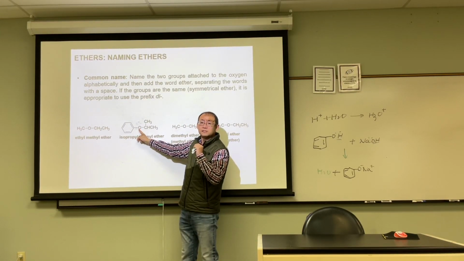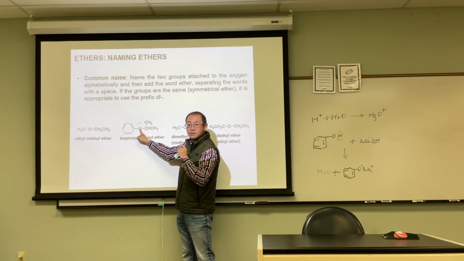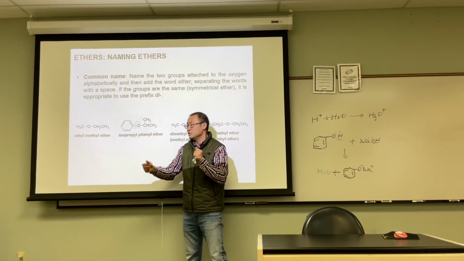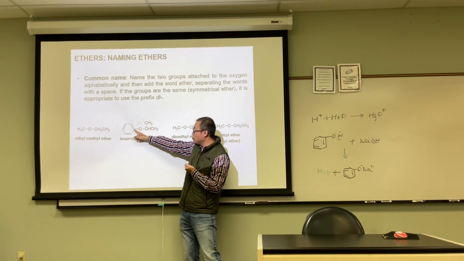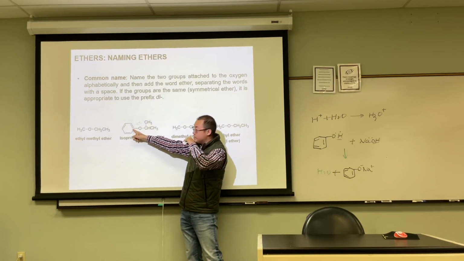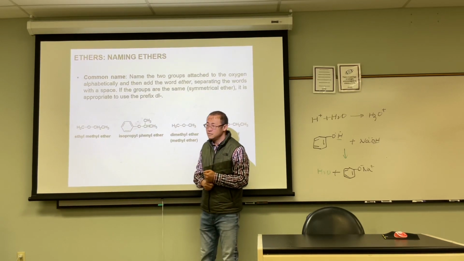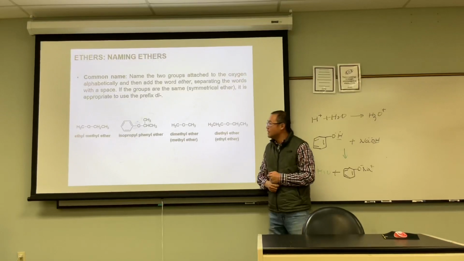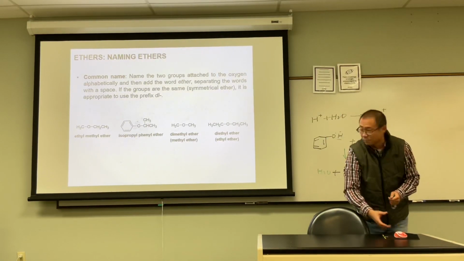Yes, C6H5, correct? This is C6H5, because there was a hydrogen here on the benzene, but if you want to make it a group, the H is gone. That's why the carbon can attach to the O. Nothing to do with the oxygen. Yes, I see what you mean. All right, that's the common name.